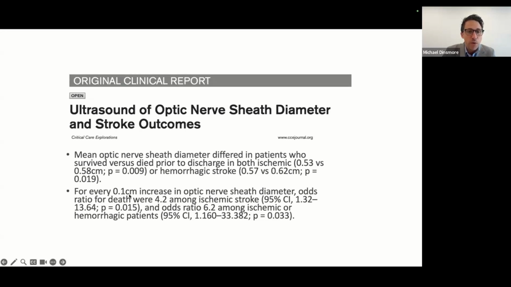So for every 0.1 centimeter increase in optic nerve sheath diameter, your odds ratio of death was 4.2 among ischemic stroke and 6.2 among either ischemic or hemorrhagic stroke. So again, this can maybe be used as a predictor of what's going to happen to these patients in hospital, and which ones we should keep in hospital or send for further treatment.